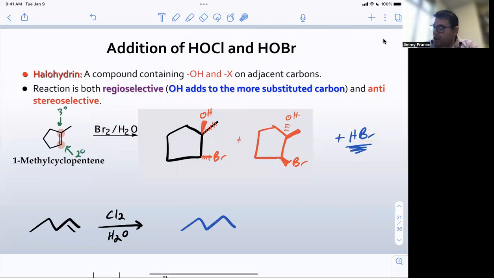All right, so remember the alcohol is going to add to the more substituted carbon. So in this case, it's going to be this carbon versus this one. The inside one is the more substituted, so it gets the OH. The outside one gets the chlorine. And then we can write plus HCl. And I just drew the one product. We actually don't have a chiral center here, but we do have one here. So we would get both the wedge product and the dash product.